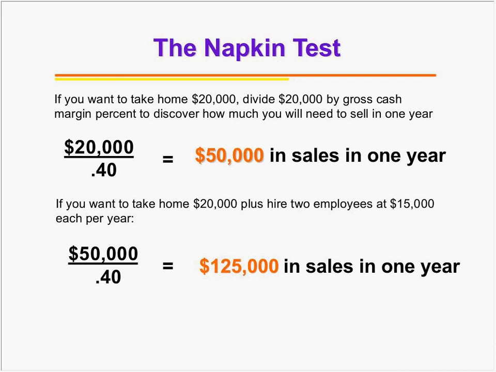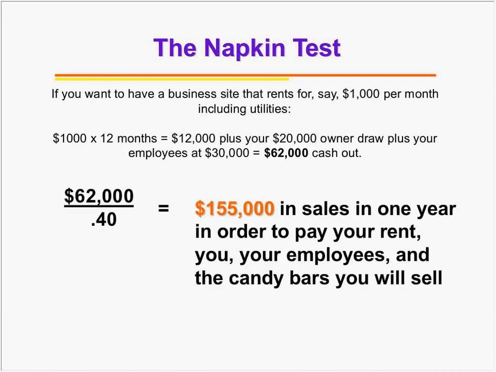And say you're getting so big now, you want to hire two employees. So you want to take home $20,000 plus hire two employees at $15,000 per year. Now you're up to $50,000. You need $50,000 to do this. How much is it going to take? Well, if you're still only making 40 cents off each candy bar, it's going to take $125,000 in sales in 1 year. Keep going. And it keeps going.